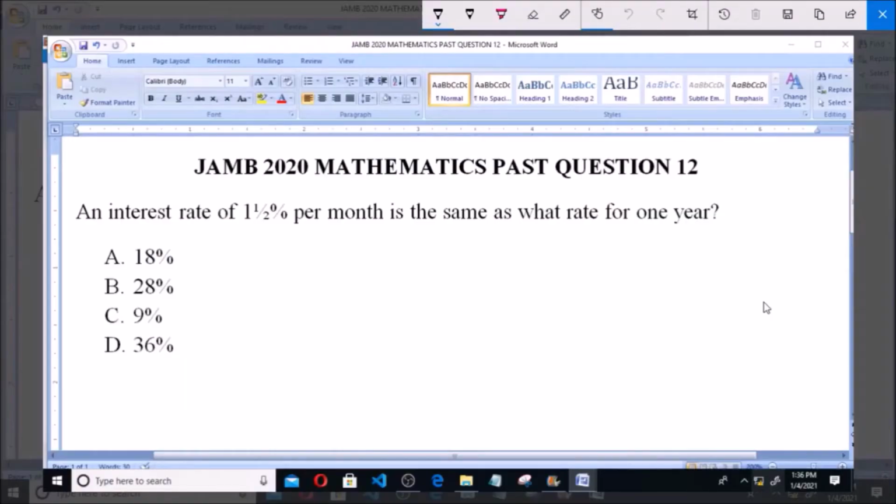Good day and welcome. I'll be answering JAMB 2020 mathematics past question 12. An interest rate of 1.5% per month is the same as what rate for 1 year?